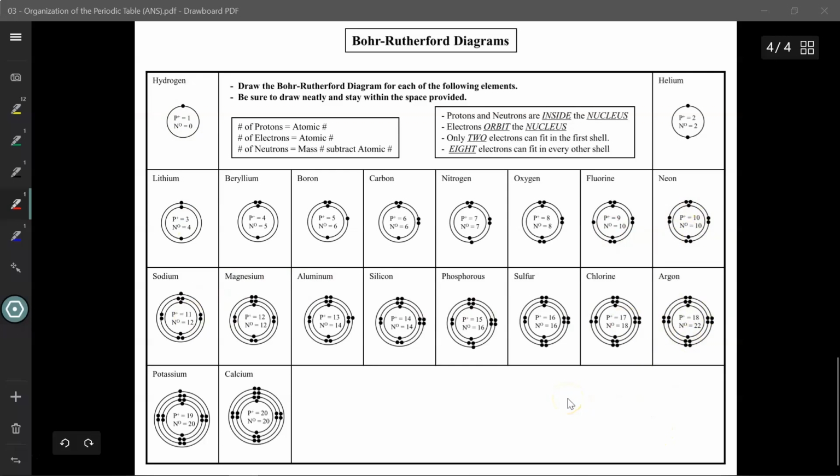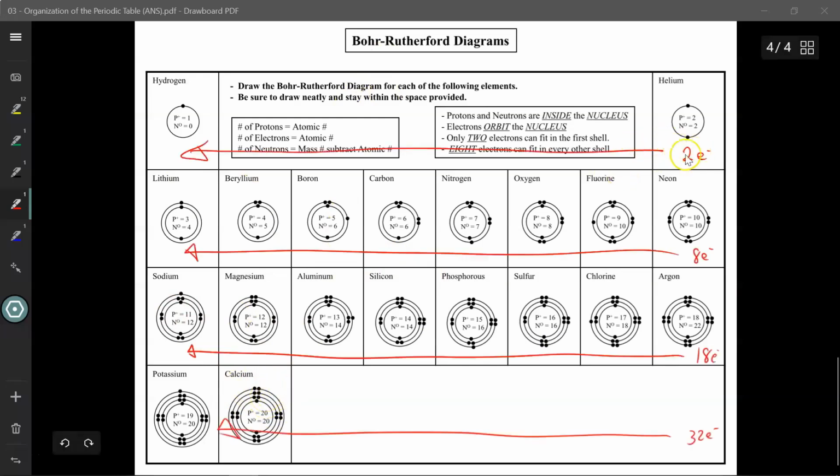But that's not entirely true. This version of the truth is only going to work for the first 20 elements of the periodic table, and that's why we stopped asking you to draw Bohr-Rutherford diagrams after calcium. In reality, yes, the first shell does hold a maximum of 2 electrons, and yes, the second shell holds a maximum of 8 electrons. But once you get to the third shell, you can actually hold a maximum of 18 electrons, while the fourth shell can hold a maximum of 32 electrons.